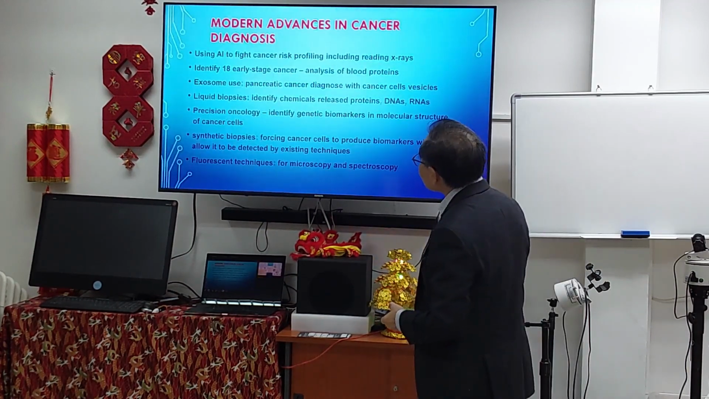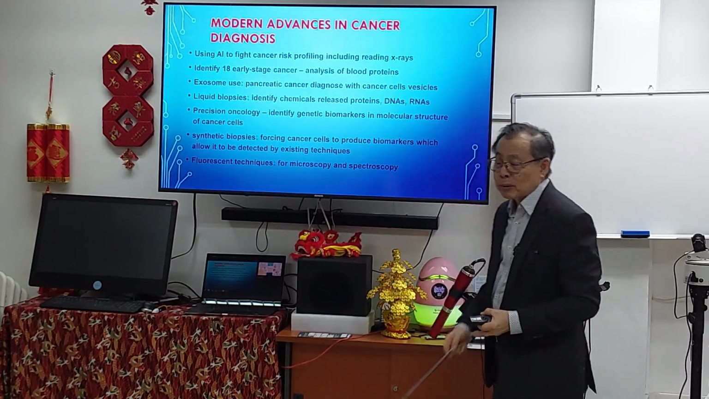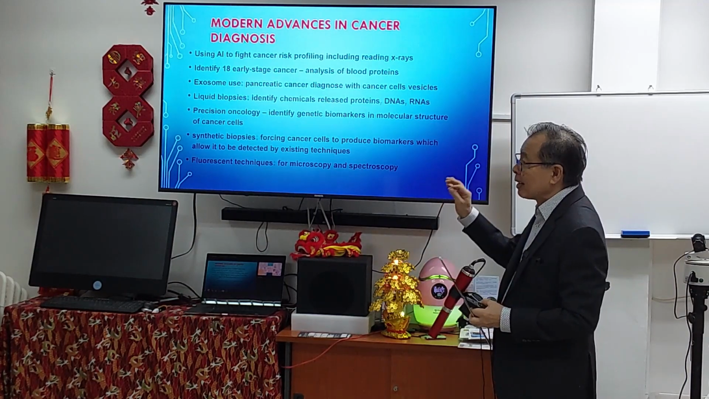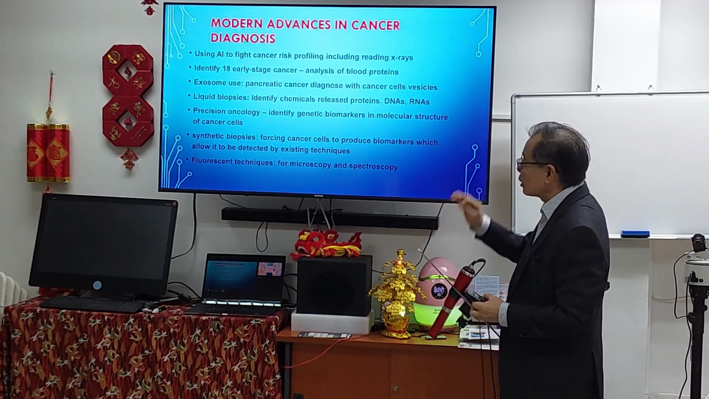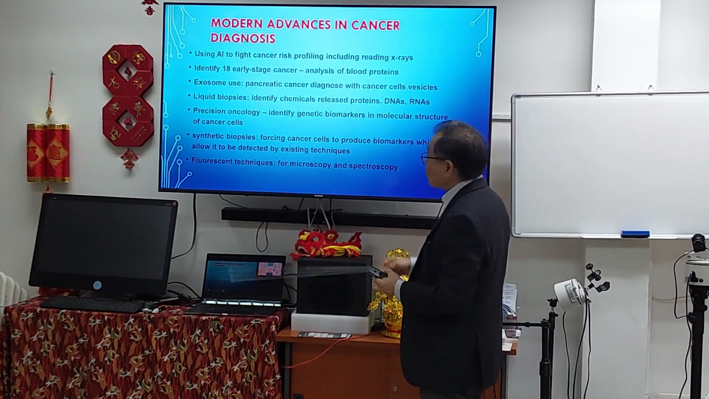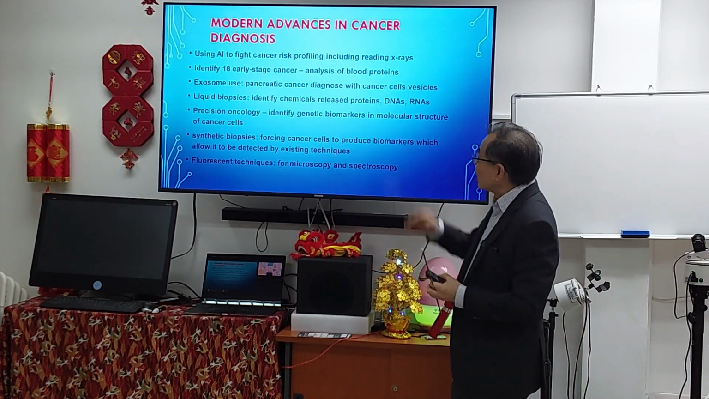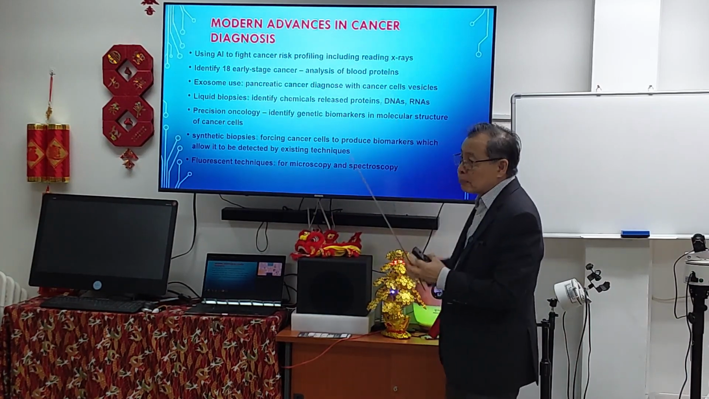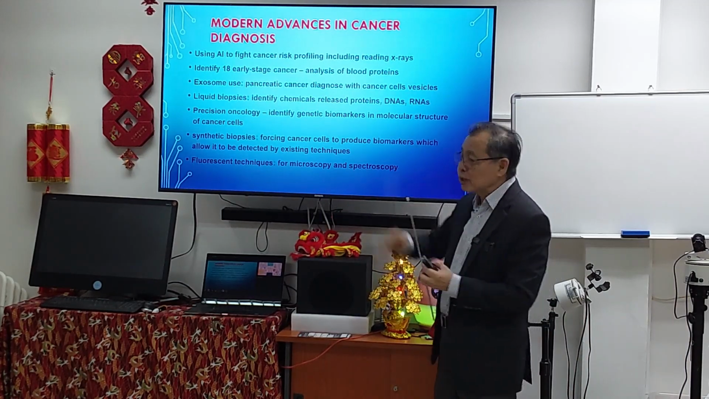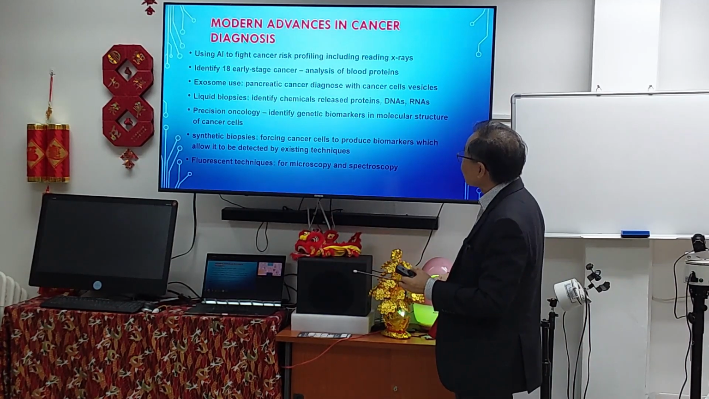But look how we have advanced. Now we can use AI to fight cancer. AI, especially for doctors in rural areas, can in fact be used to figure out exactly what kind of cancer it is. And now we're even more advanced. We can take a look at the proteins that are in the blood, and with the help of these proteins, we can identify at least 18 different kinds of cancers.